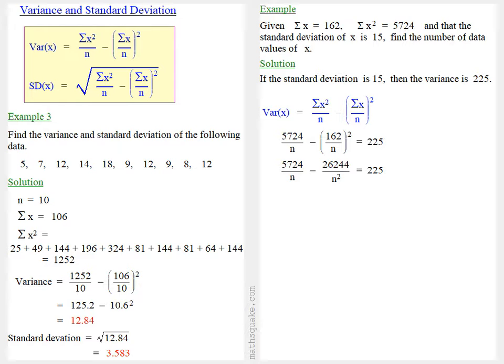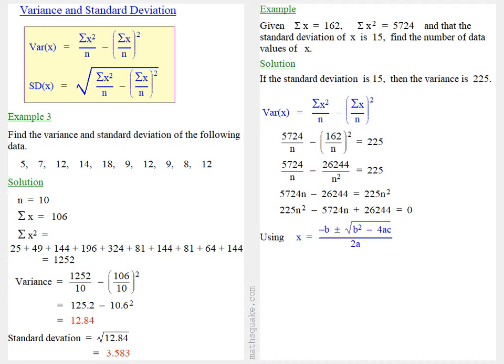And if we multiply all the way through by n squared, we get 5,724n minus 26,244 equals 225n squared, which can be rearranged into a quadratic: 225n squared minus 5,724n plus 26,244 equals 0.